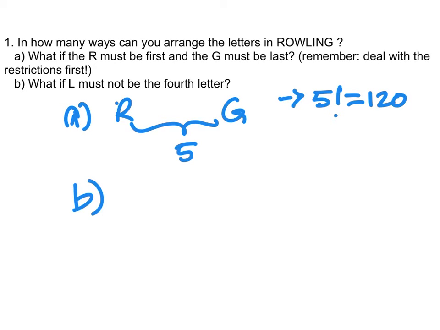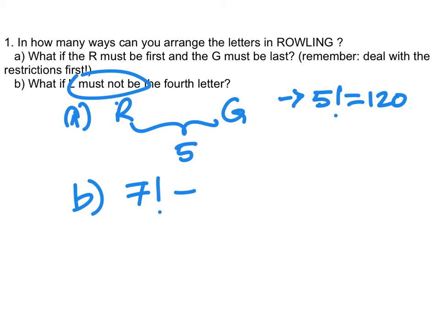What if L must not be the 4th letter? So this one's a little bit challenging because it's telling you what can't happen. So really it's saying count all of the possible cases and take out all the cases where L is in fact the 4th letter. So that is our total number of cases, so 7 factorial, subtract the number of cases where L is the 4th letter.